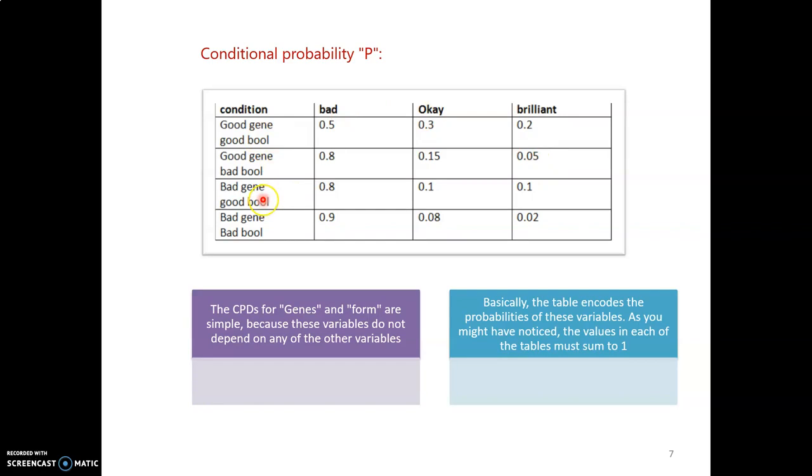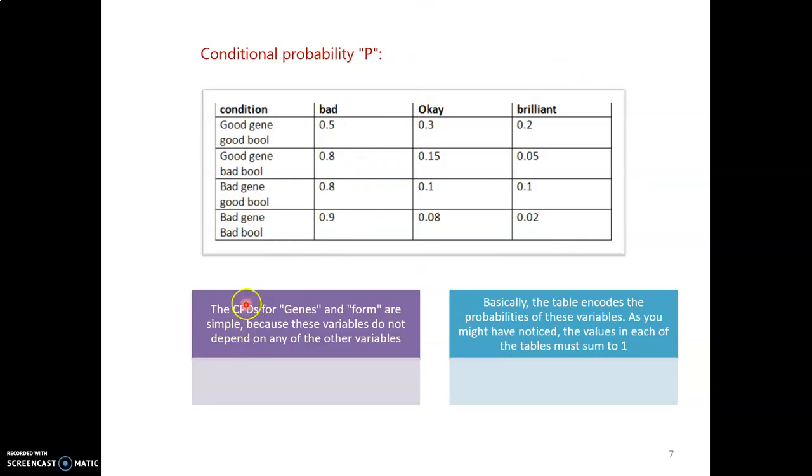The third condition is bad gene, good form. Here the bad probability is also 0.8, the okay grade is 0.1 probability, and the brilliant value is also 0.1. The last condition is bad gene, bad form, with both variables in the bad state. So the probability is 0.9, the okay value is 0.08, and the brilliant value is 0.02. This is the conditional probability table for the above example diagram.